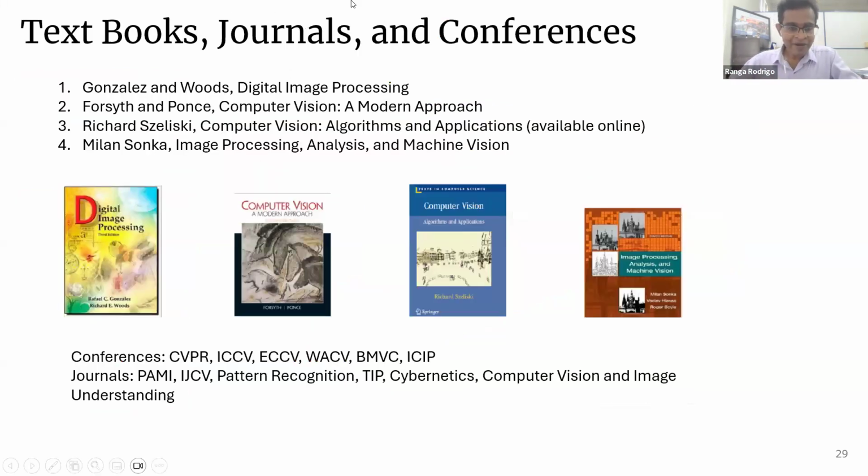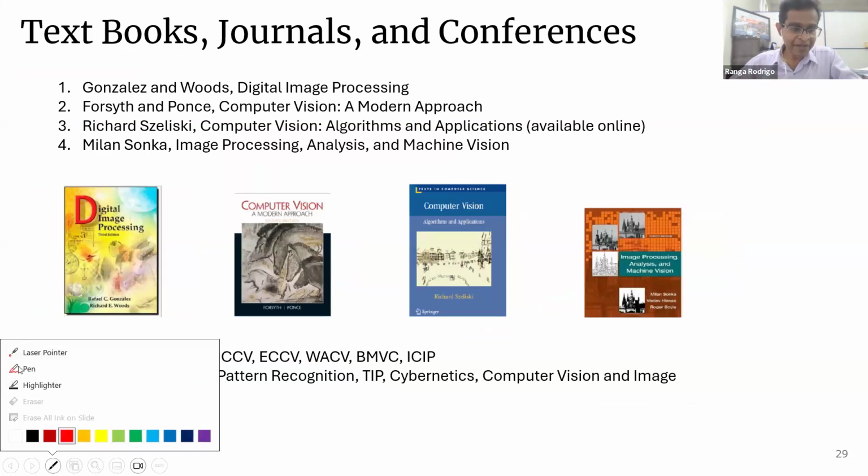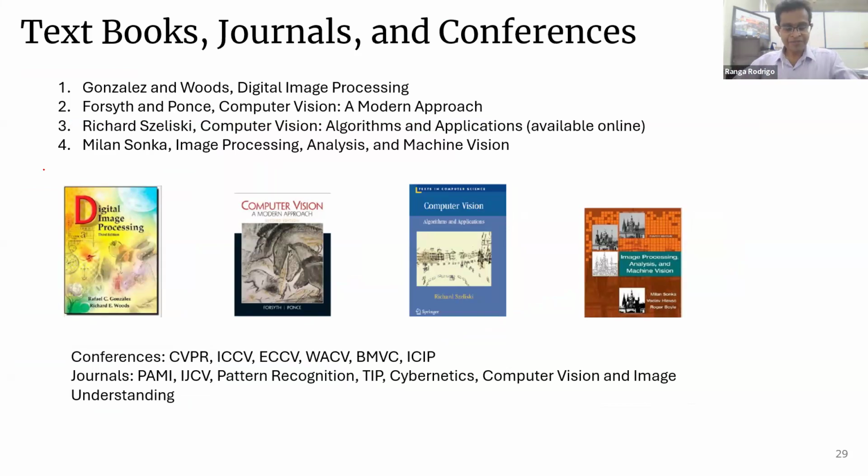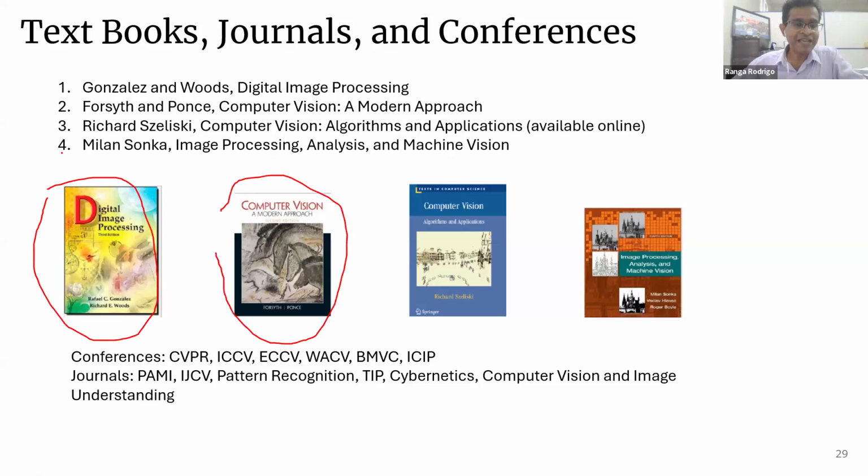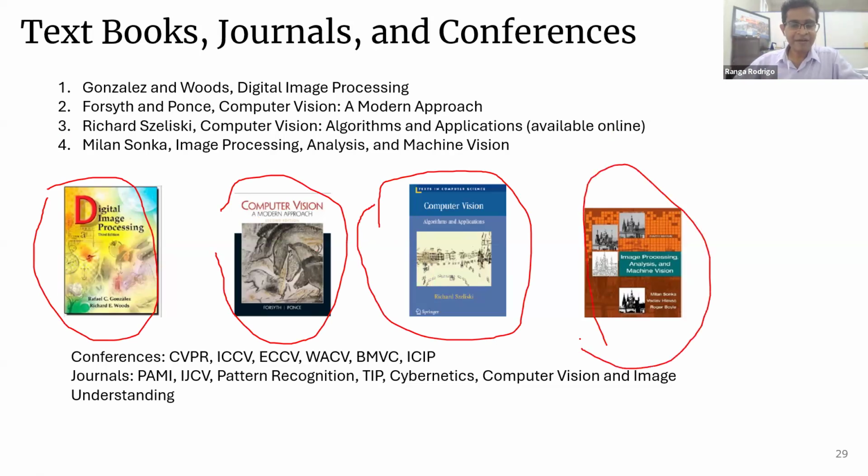So the initial part is done. I will briefly show you the books that I can use, that you can use if you wish. You are not required to use these books, but I will teach everything. But if you are interested, the Gonzalez and Woods book is a great book on image processing. Computer Vision by Forsyth and Ponce is the second book; it combines computer vision and image processing, but is mainly on computer vision. This one, Computer Vision, is slightly research oriented. It's a slightly new book. And then Milan Sonka, Image Processing, Analysis, and Machine Vision.